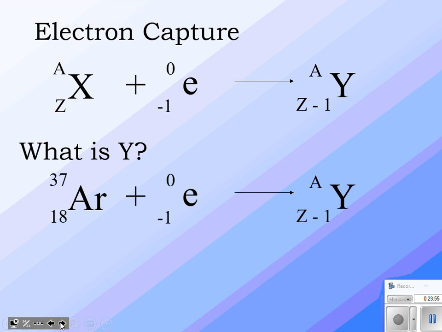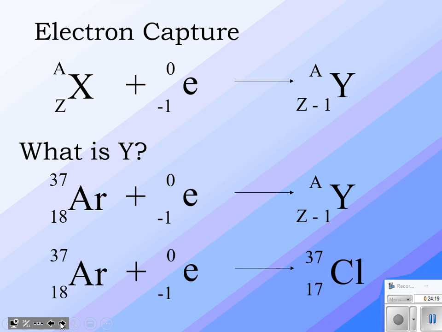It says, what is Y? Here's another equation. What is Y? All it's asking me for is, what's element Y on this electron capture? Well, what's 18 minus 1? 17. What's element number 17? Chlorine. What isotope of chlorine is this going to be? 37. Chlorine 37, 17.